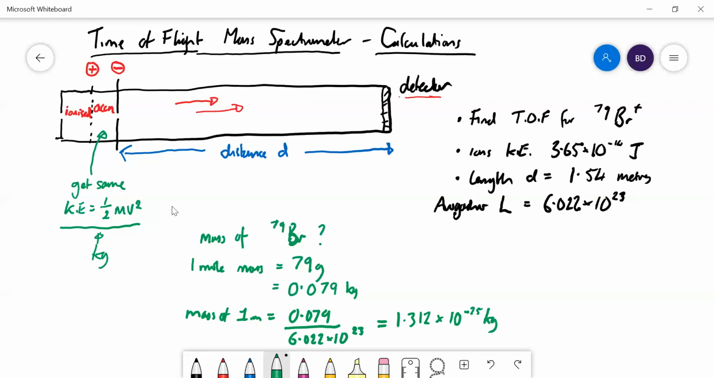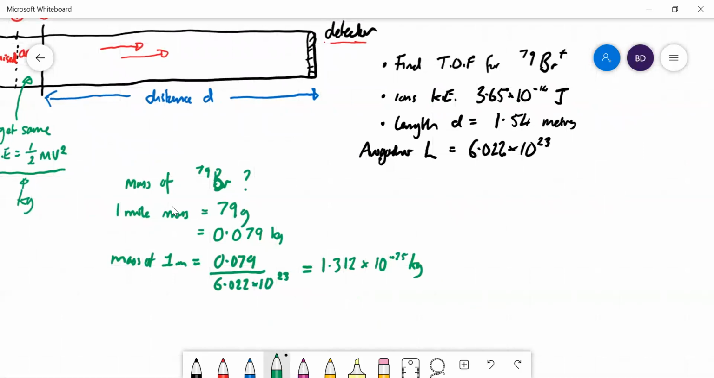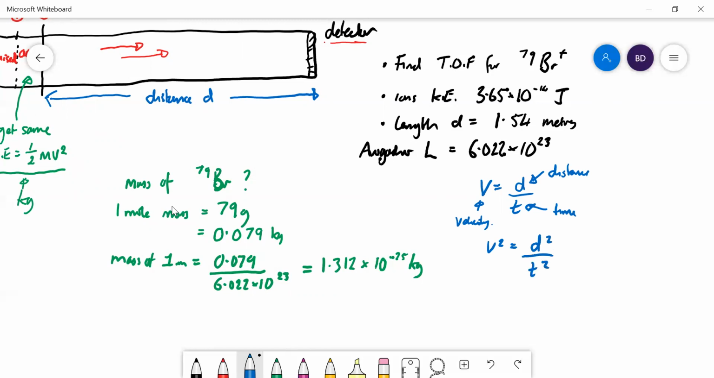Now, what else do we need? We know that velocity is equal to distance over time, where time is the time of flight. So we know that v squared is equal to d squared over t squared. Let's put some of those numbers into an equation then.